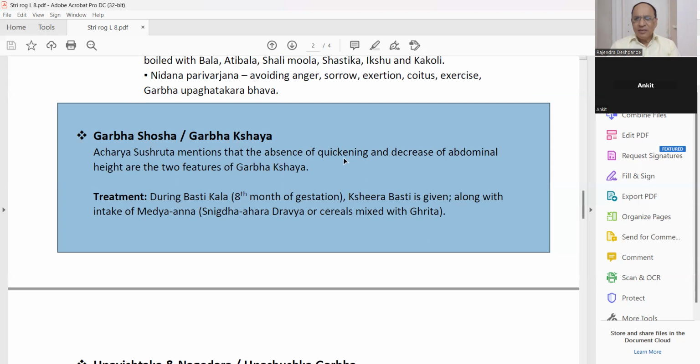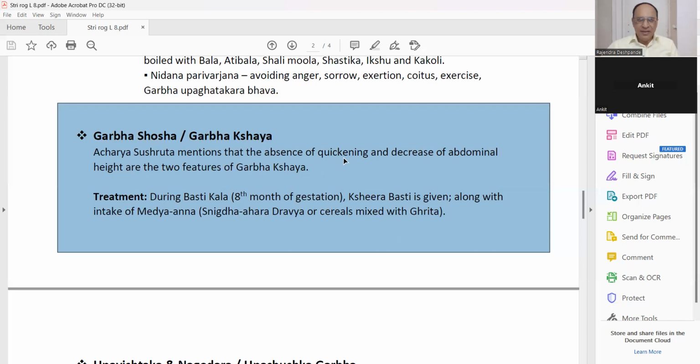Quickening. Sir, what is quickening? That is the baby inside the uterus kicking the mother's abdomen. In Marathi we call it kicking. That is quickening, movement of the baby with the legs. Don't forget this word, quickening. That will stop because the baby is not growing well. And also decrease in the abdominal height, because it shows the baby is shrinking.